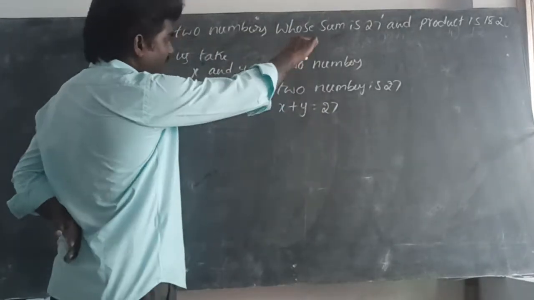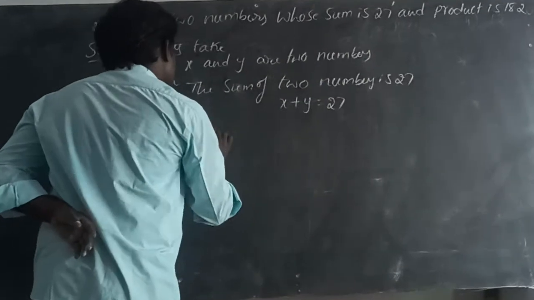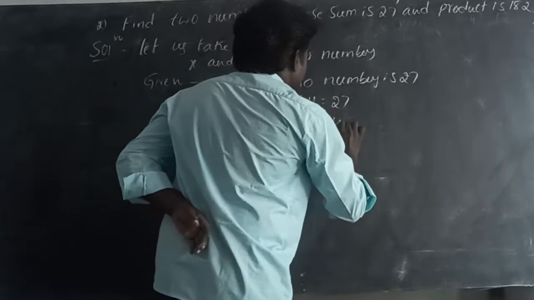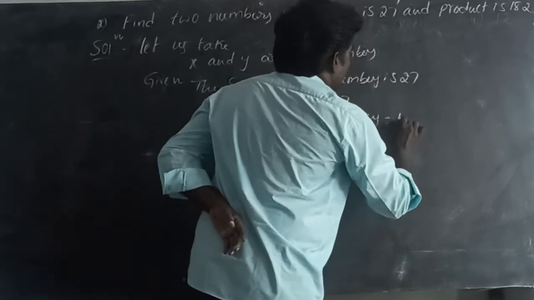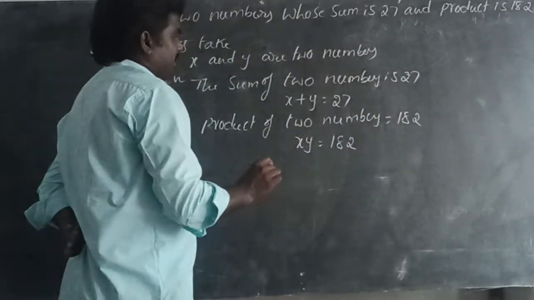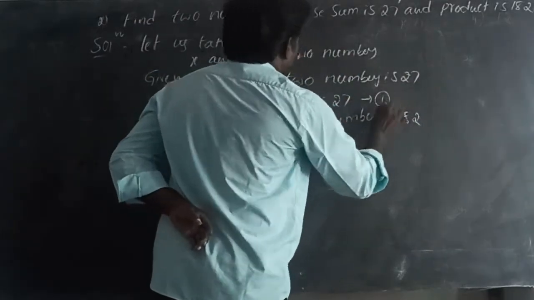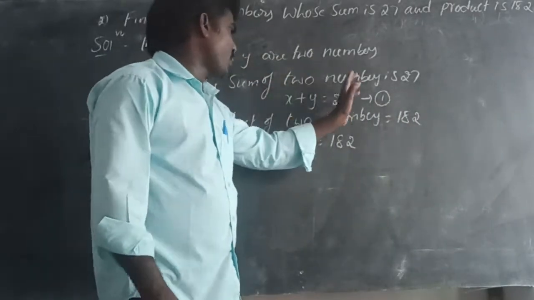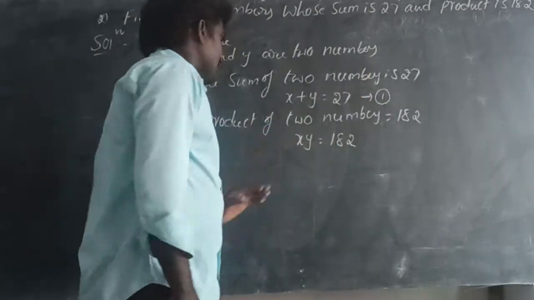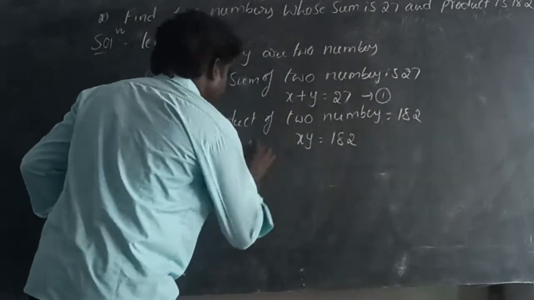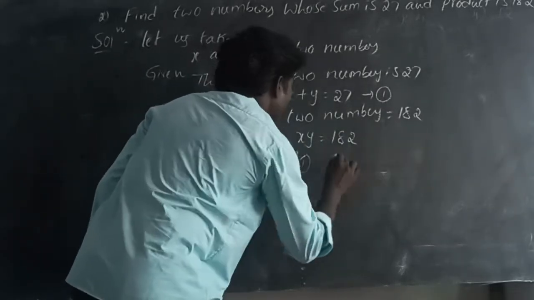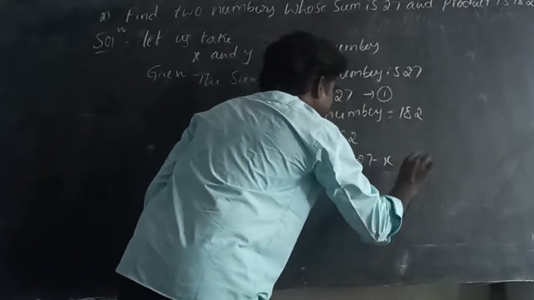Next, what they have given is the product of two numbers, 182. That is x into y is equal to 182. Let us call it equation 1. From equation 1, x is going to the right side with a minus, or y is going to the right side with a minus. So from equation 1 you can write y is equal to 27 minus x.